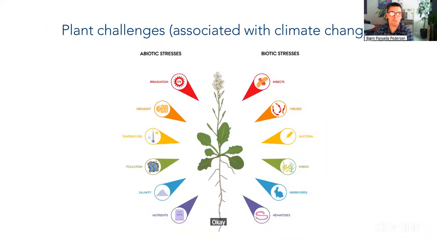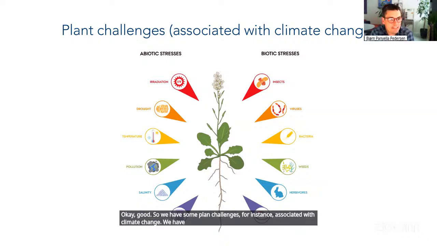Okay, good. So we have some plant challenges, for instance, associated with climate change. We have abiotic stressors like irradiation, drought, temperature rises, pollution, and so on and so forth. We have biotic stresses, insects, viruses, and bacteria. And what we really want to understand is how the plant can handle these stresses.